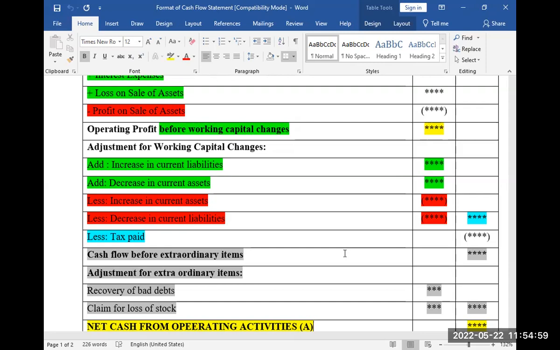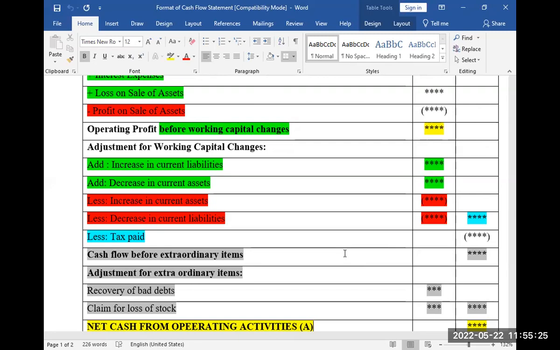It's a current liability, not a non-current liability. Suppose payment of wages is stopped. That will result in an increase in current liability. Okay. You are selling more goods on credit. That will mean more debts on credit. That will increase current assets. Debtors will increase.